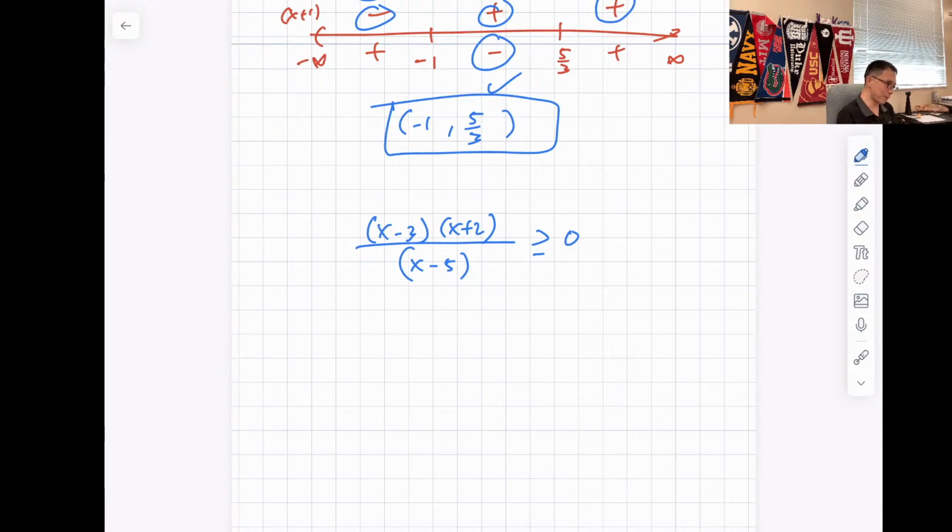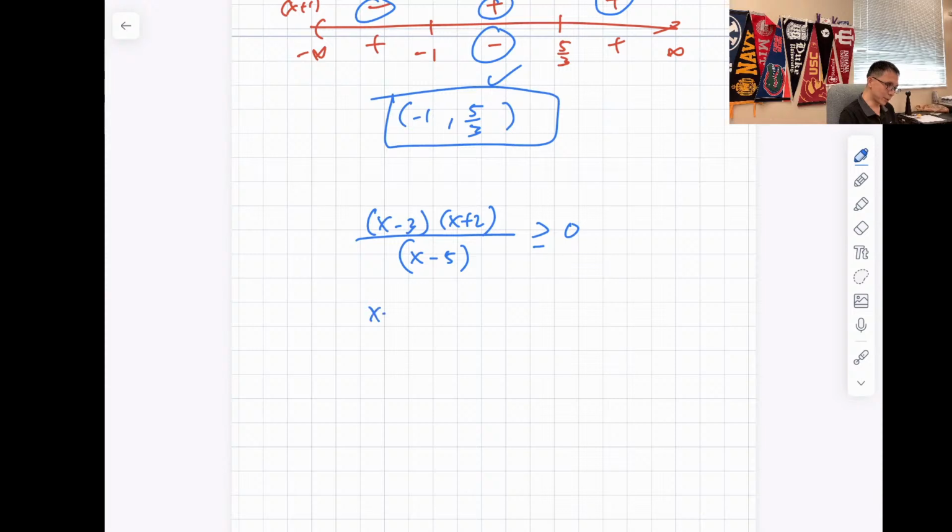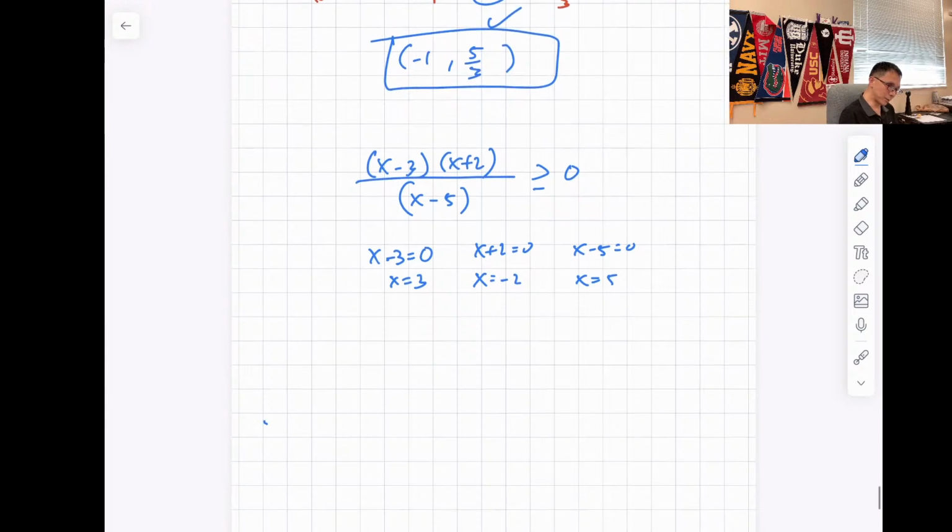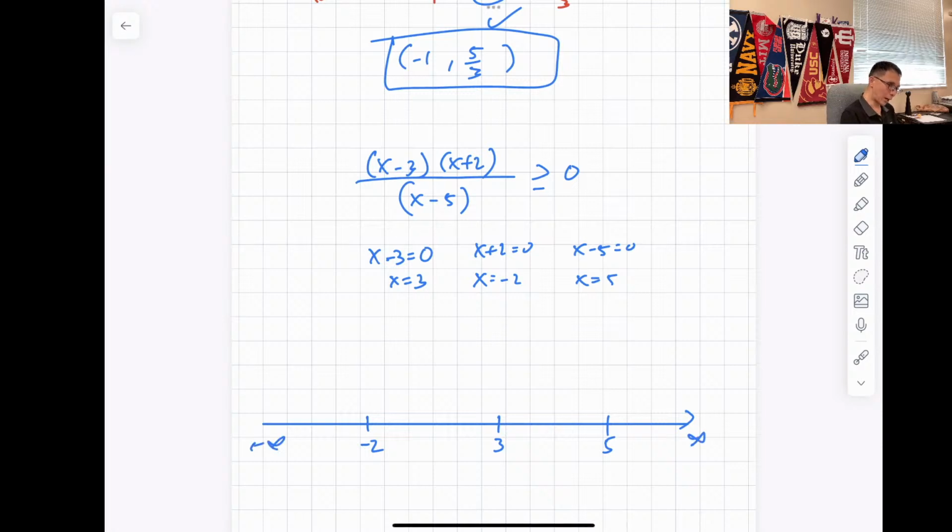So let's say, for example, I have a sign chart. Then I'm going to set each factor equal to 0. So x minus 3 equal to 0, x equals 3. x plus 2 equal to 0, x equals negative 2. x minus 5 equal to 0, x equals 5. Then I'm going to do a multiple sign chart here. That's going to give you negative 2, 3, and 5. Is that okay? Negative infinity, infinity. Now I'm going to write down x minus 3, x plus 2, and x minus 5.